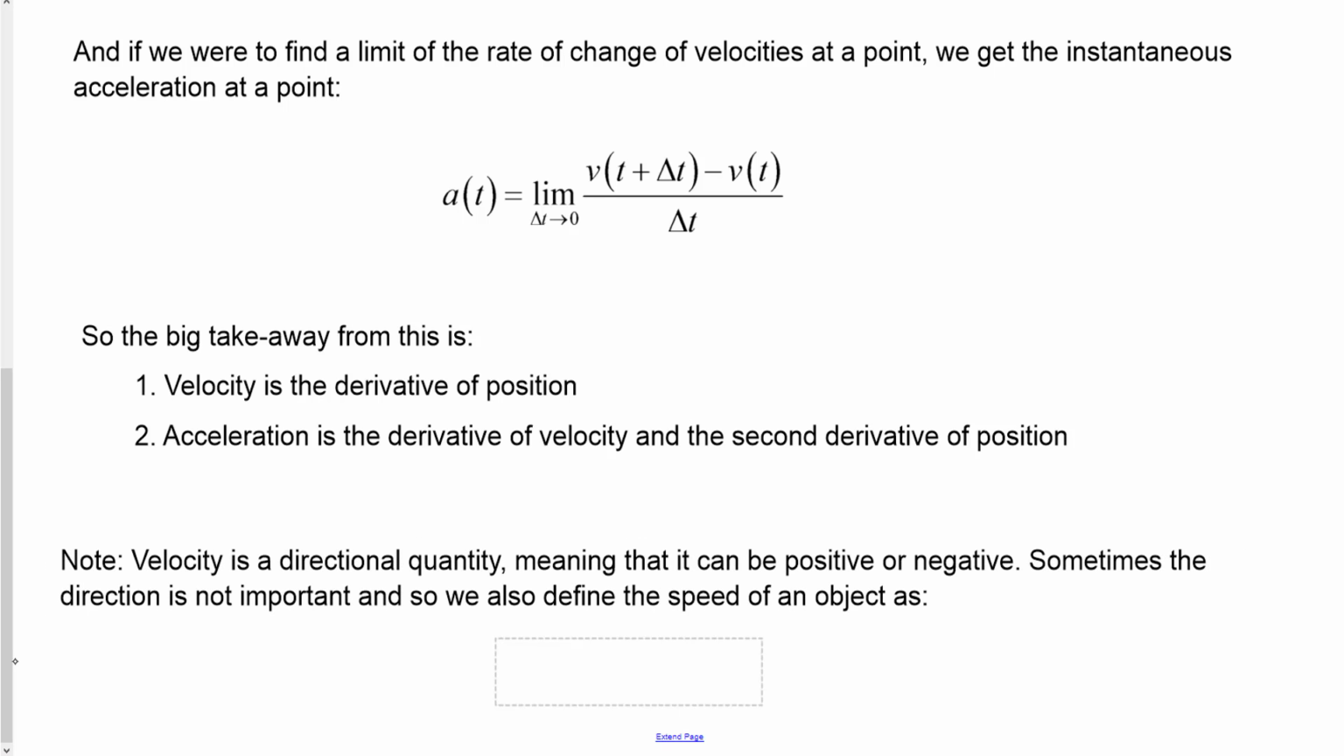Now velocity is a directional quantity, meaning that it can be positive or negative, but sometimes the direction is not really all that important, and so we also define what's called the speed of an object, which is not directional. The speed is the absolute value of velocity, and taking the absolute value removes the negative if it's a negative velocity. If it's a positive velocity, it stays the same. So it just gives us how fast the object's moving without respect to any sort of directional component.